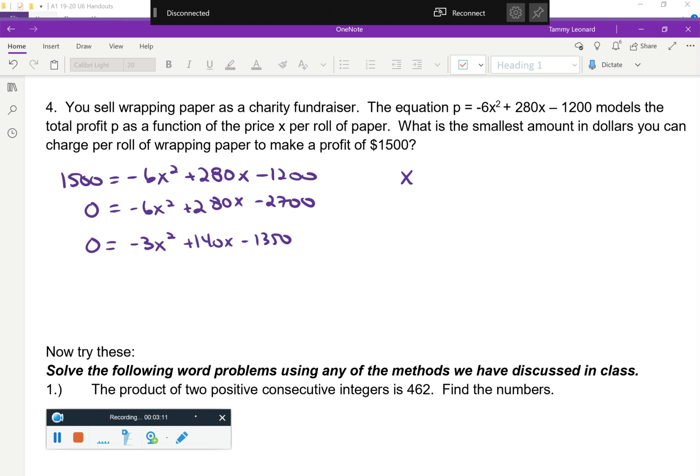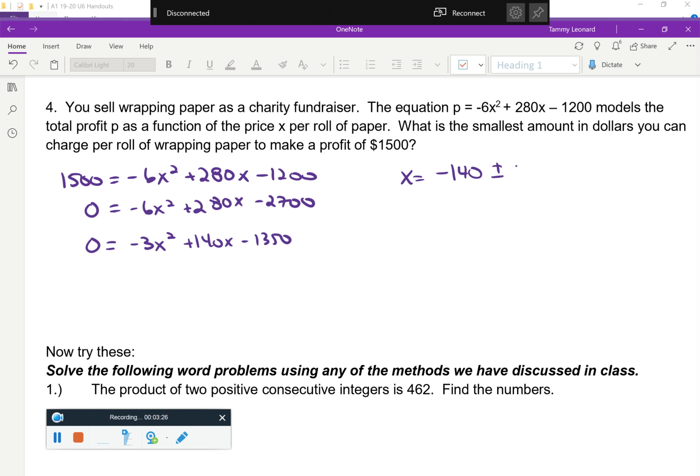Remember, we're starting with x equals. Right? X equals the opposite of B. What's the opposite of B in this problem? Negative 140, thank you. Plus or minus.